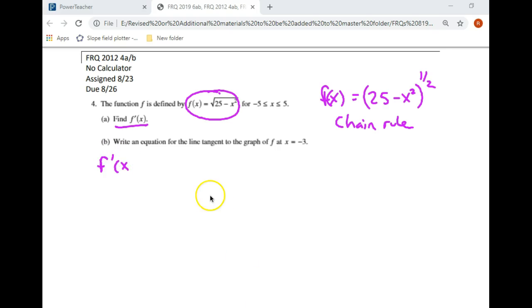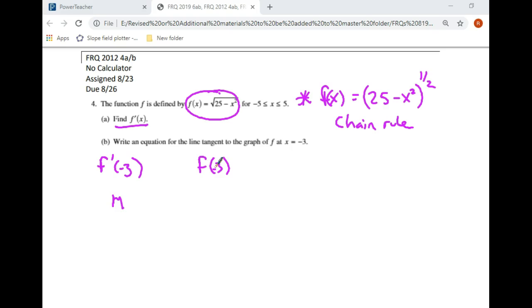So what you're going to do is take the derivative that you get from part A, and you're going to plug into it the -3 to find out what the slope is. And then you're going to also plug -3 into the original equation as well. You're going to figure out what that is.